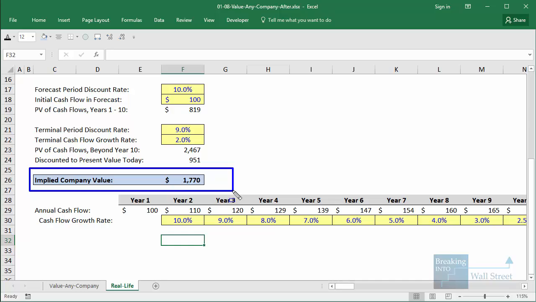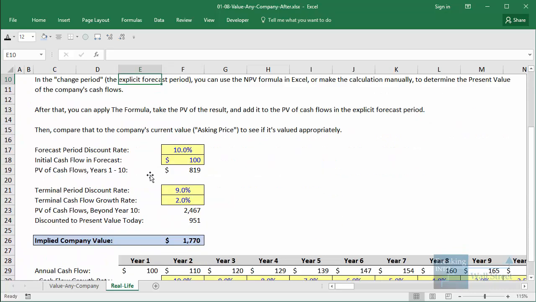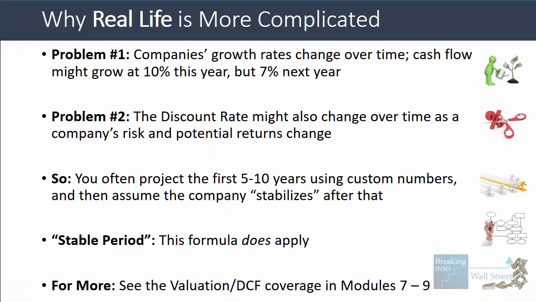So if its asking price is above this, then it might be overvalued. If its asking price is below this, then it might be undervalued and it might be worth investing in. Or if it's about the same as this, then maybe it's appropriately valued and we don't do anything right now. Again, we get into all of this in a lot more detail further on in the course, modules 7 through 9, but I want to give you a flavor now and explain how and why this formula is important.